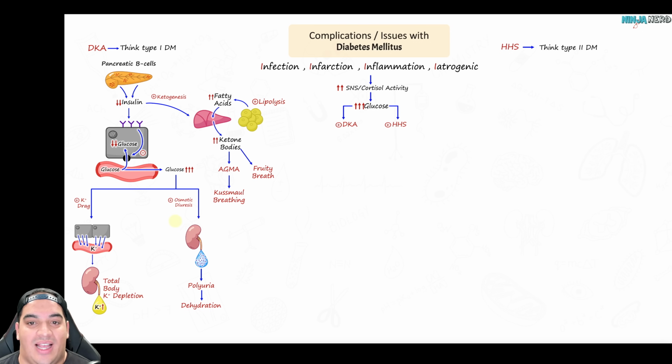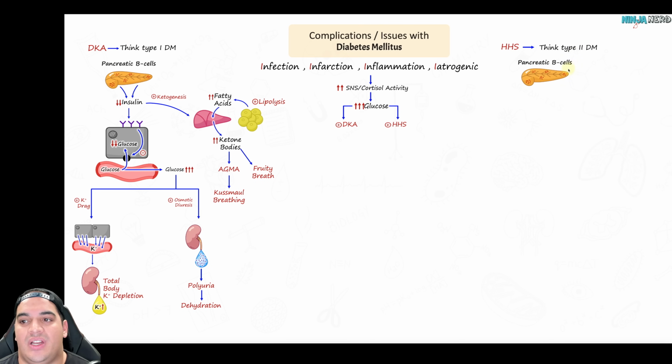Now, with that being said, we go to HHS. HHS is hyperglycemic hyperosmolar syndrome. I want you to think type 2 diabetics. Now, remember I told you that DKA is more common in type 1. You can see it in type 2, but it's usually at the end stage when the insulin levels have pretty much dropped. In HHS, I'm thinking early type 2 diabetics.